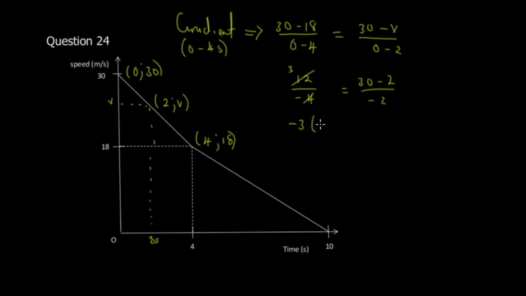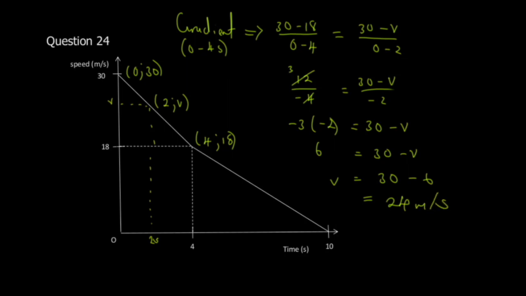You can multiply this to the other side. So you get negative 3, and this one was supposed to be v. What am I doing? So this one is your v, and it would be 30 minus v. Here you'd get 6, and you get 30 minus v, and then you'd get v equal to 30 minus 6, which is equal to what? 24 meters per second.